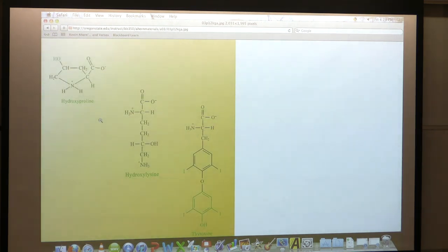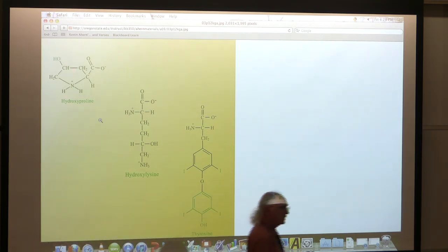Okay. All right. There are, as I said, 20 amino acids that occur naturally in proteins. We also find a few other amino acids in proteins, but almost always they are there because they have been modified after they were put into the protein. So here's a real good example. Hydroxyproline, okay, gets put into a protein as proline, and then an enzyme comes along and modifies it and puts a hydroxyl on it, which makes hydroxyproline.